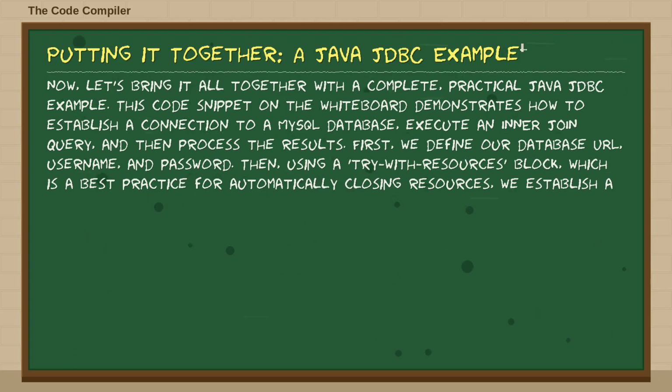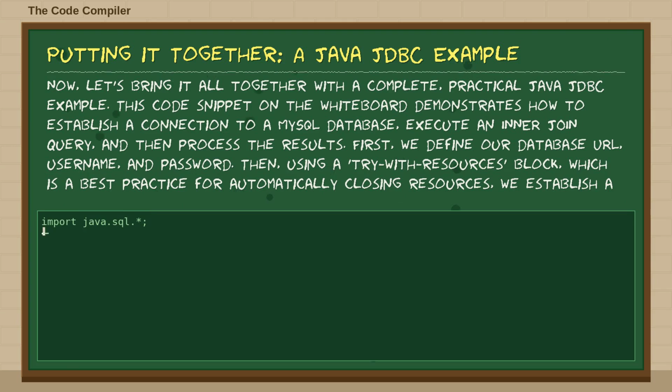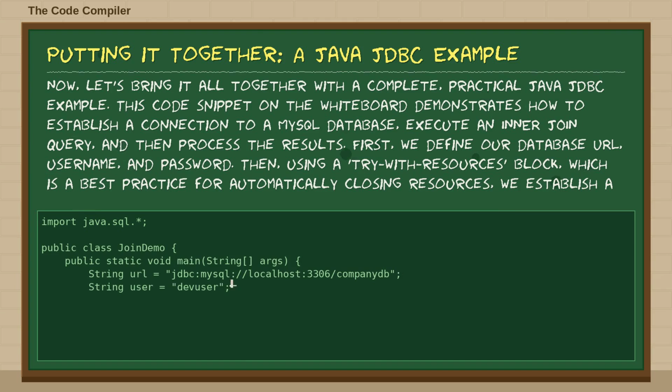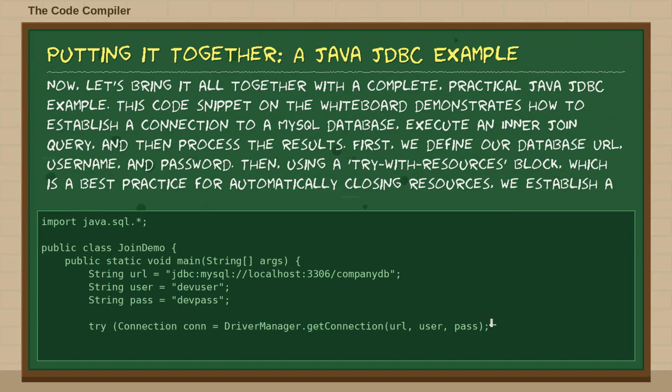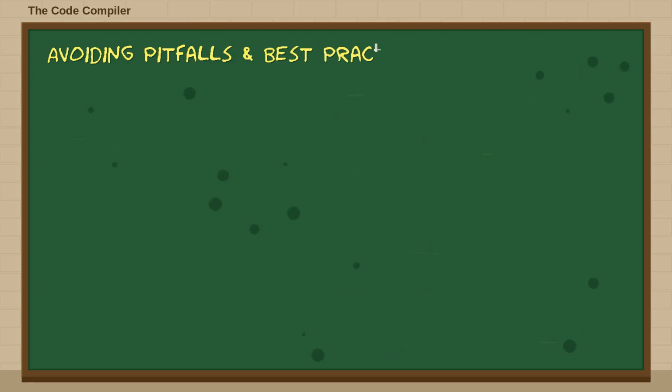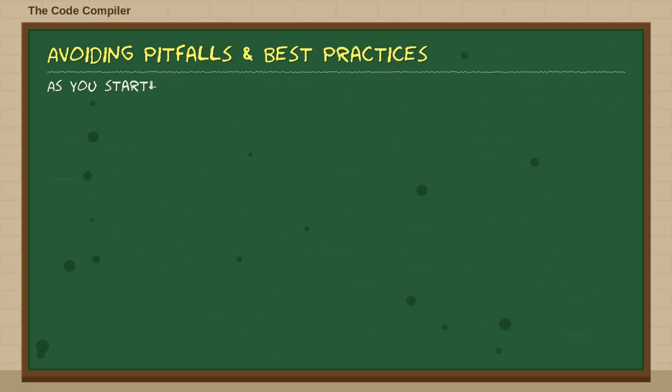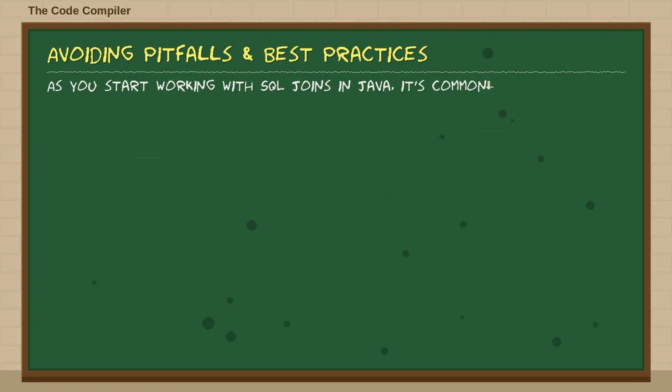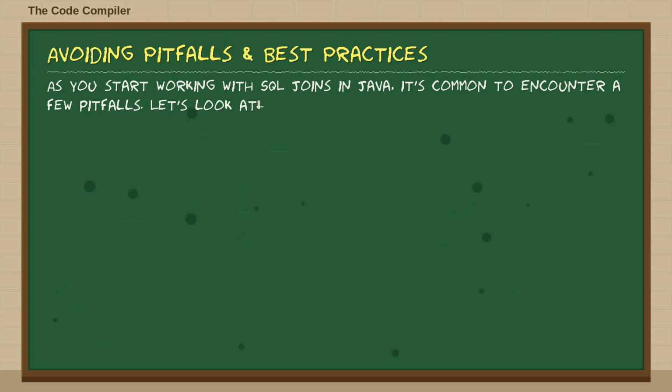We iterate through this result set using a while loop, extracting the employee name and department name for each row. This complete example shows you the full flow from connecting to displaying the joined data. As you start working with SQL joins in Java, it's common to encounter a few pitfalls. Let's look at some common mistakes and how to avoid them.